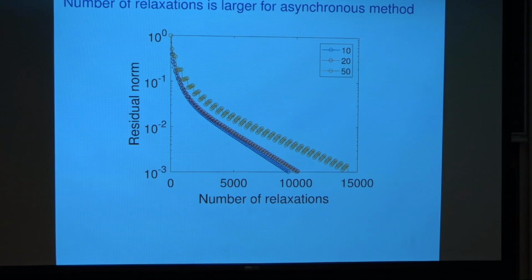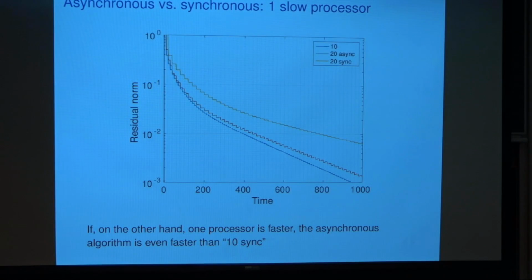Okay? But the real thing that we should plot on the x-axis is time, right? Not the number of iterations. And if we plot time on the x-axis, then we have a plot that looks like this. Okay?